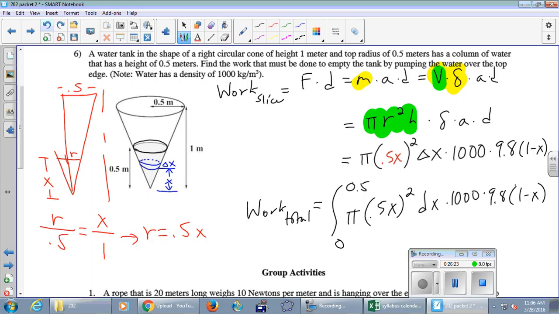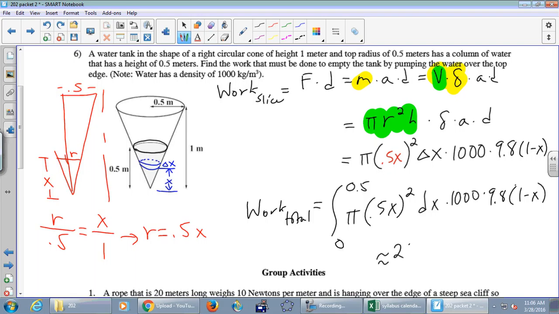Okay, and again, we're not going to spend our time typing it in, although you could do that integral by hand. It's around 200.44, and then again, joules is our unit for work.